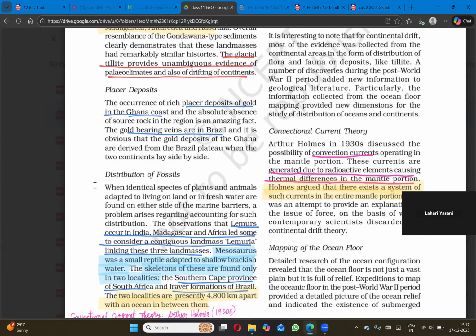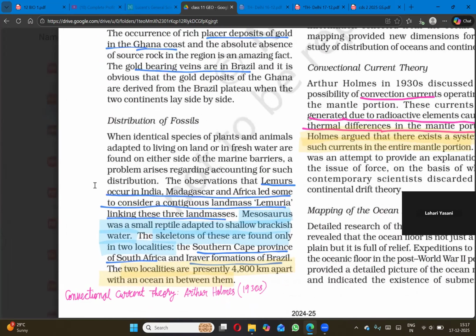Next, we'll see distribution of fossils. When identical species of plants and animals adapted to living on land or in fresh water are found on either side of the marine barriers, a problem arises regarding accounting for such distribution. The observation that lemurs, which are some kind of living organism, occur in India, Madagascar, and Africa led some to consider a contiguous landmass, Lemuria, linking these 3 landmasses.